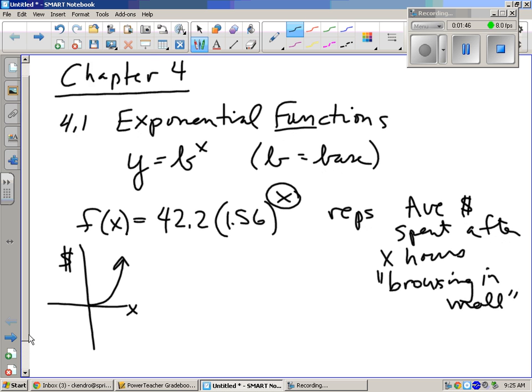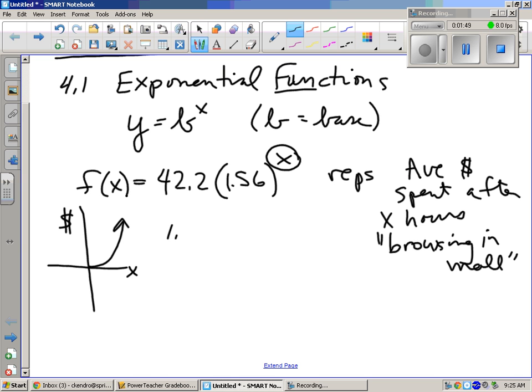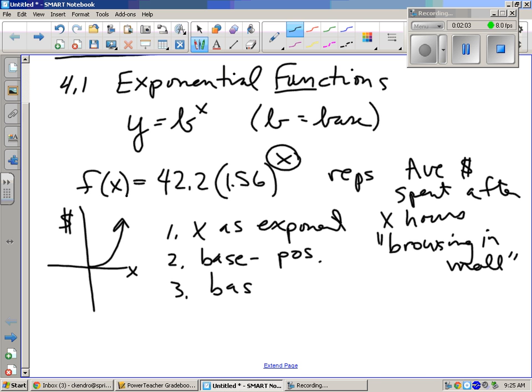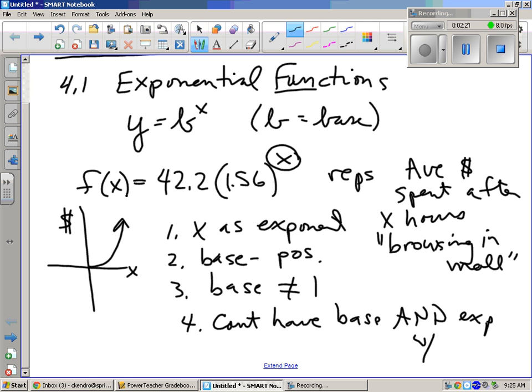Now, there are several rules for an exponential function. The first one is it must have x as an exponent. The second rule is the base must be positive. The third rule is the base cannot equal 1. And you can't have the base and the exponent with an x. So you can't have base and exponent with an x. Okay, so if it meets all of those, then we can call it an exponential function.